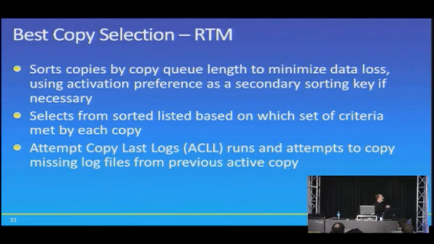Okay. In trying to activate, we run a process called ACL, Attempt Copy Last Logs. And what that does is it goes to the original source, the original active, the one that just failed, and it tries to copy any missing log files over to the passive copy it's trying to activate. Okay? Now, it may be successful, it might not be successful. We don't know at this point, but the behavior is the same. It's still going to try.